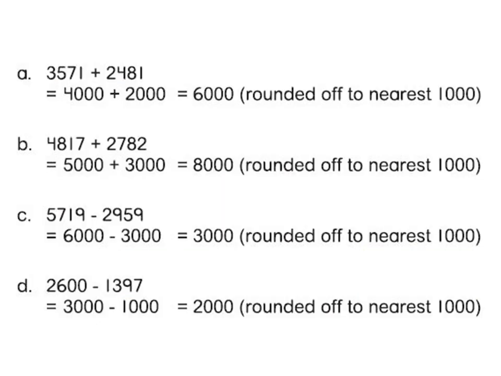Concentrate on answer number C, 5709. 7 is larger than 5, so it is rounded off to the next 1000, which is 6000. Minus 2959, 9 is greater than 5 again, so it is converted into the next 1000, which is 3000. So the new equation becomes 6000 minus 3000, which gives us 3000. This is the estimated value.